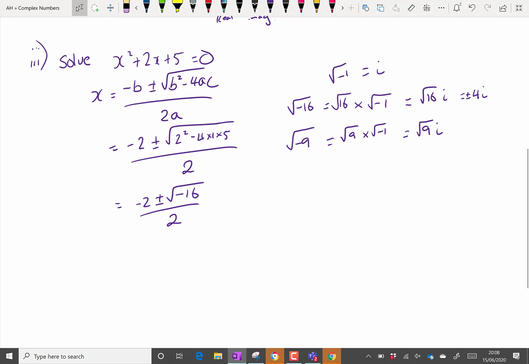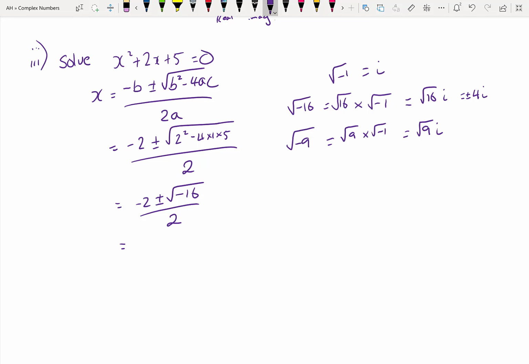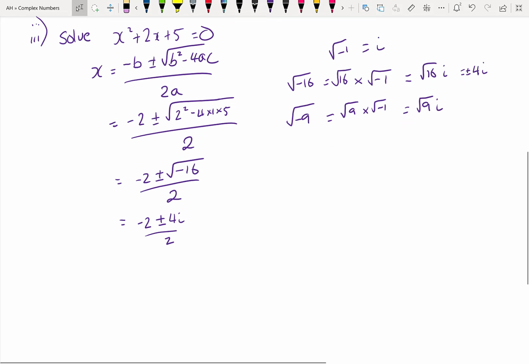So that then brings me back to my answer. So I've got equals minus 2 plus or minus 4i over 2. Remembering how your fractions work. And so that is going to mean here then that x is equal to minus 1 plus 2i, or minus 1 minus 2i.